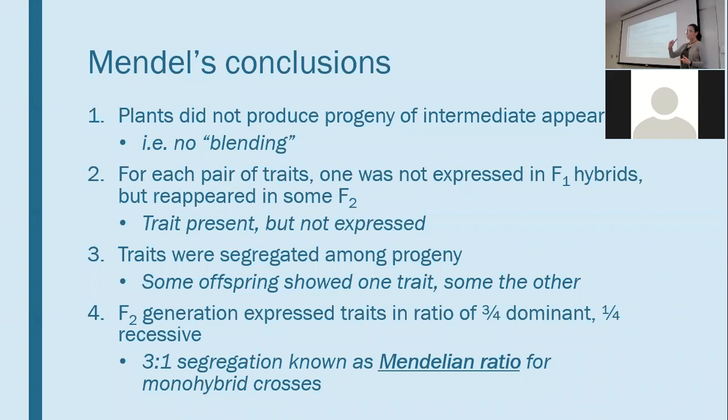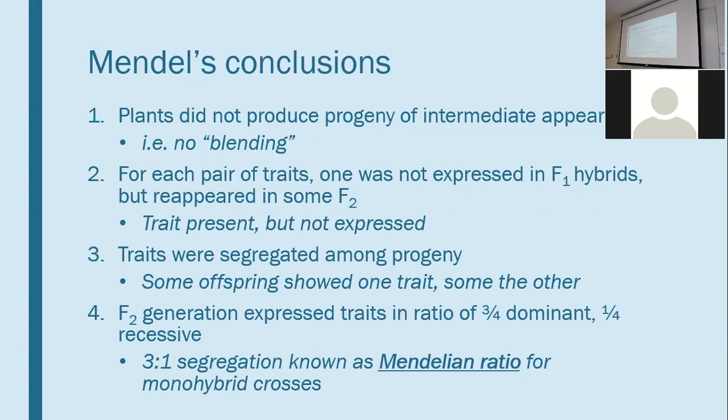So conclusion 1 from Mendel's pea plant experiments is that the plants didn't produce progeny of intermediate appearance. We're talking about flower color, for example. He crossed purple flowers with white flowers and he did not get pink flowers. The plants either expressed a gene for purple flowers or a gene for white flowers. There's no blending. This traditional idea that traits get blended between parents is not a thing, exactly.